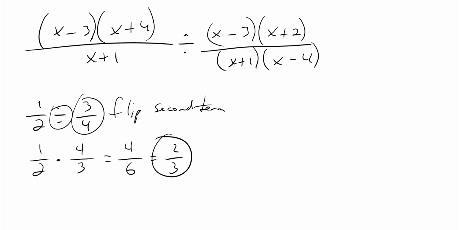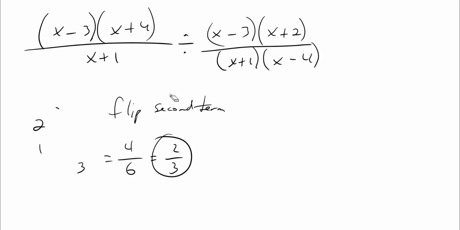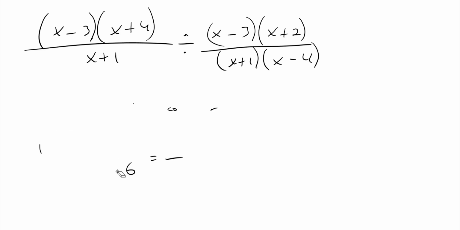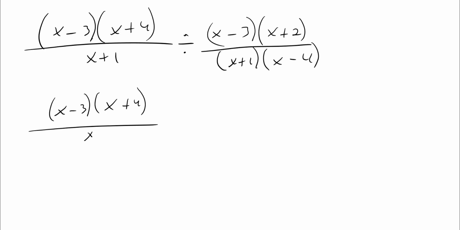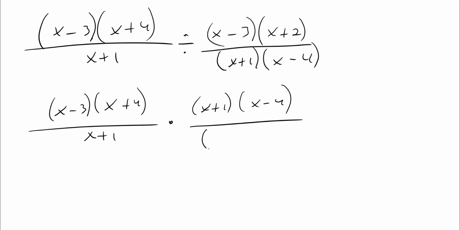Let me erase this here, and let's do the problem then. Basically, I'm going to write this again as x minus 3 times x plus 4 over x plus 1, times, flip it, so it's x plus 1, x minus 4. That's the bottom, which now becomes the top, and the other goes to the bottom. So x minus 3, x plus 2. That's it. And then we just do exactly what we just did before.